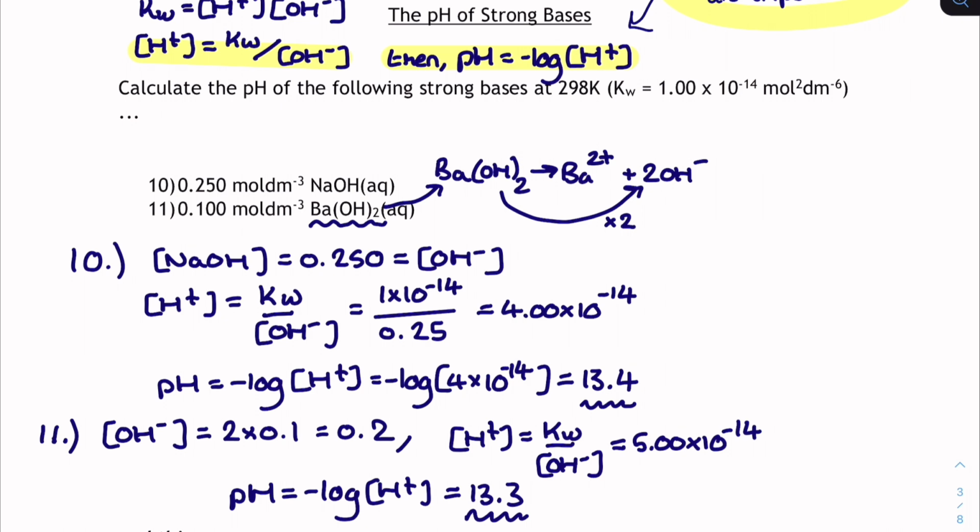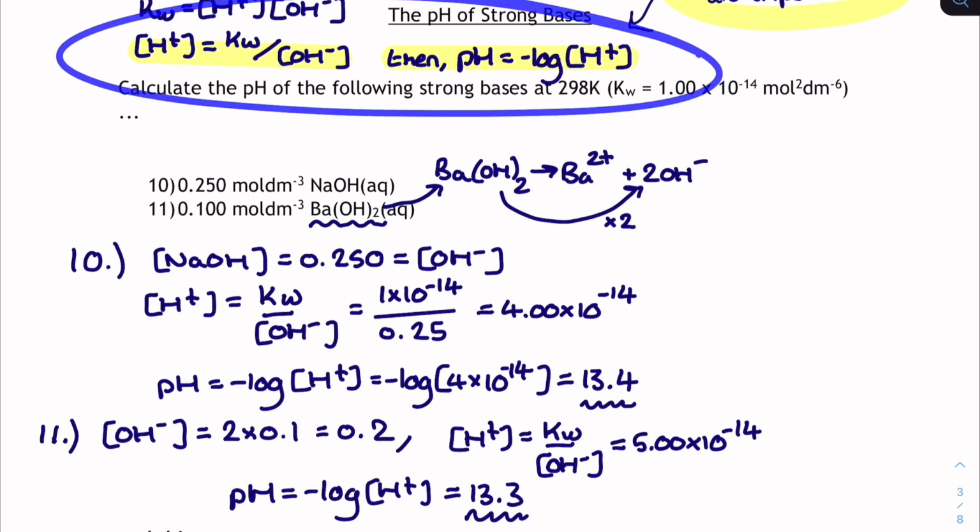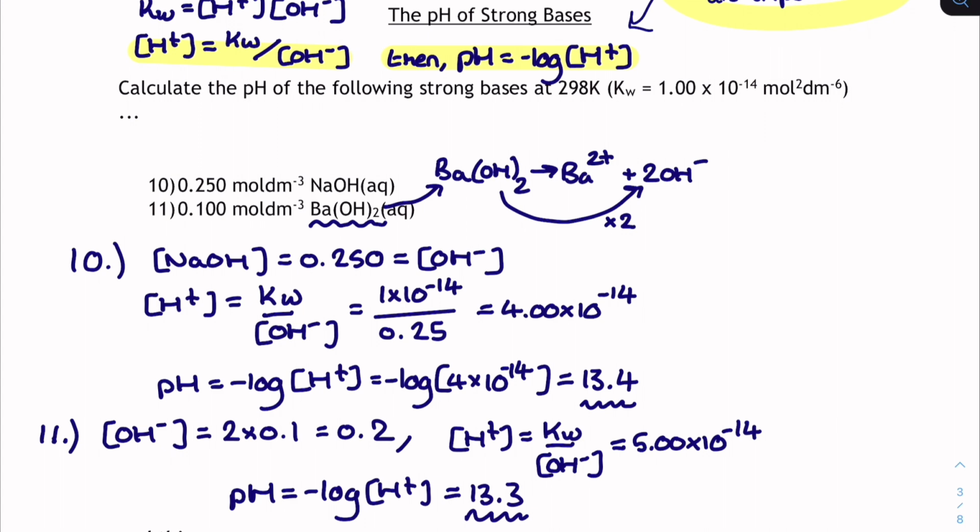Question 10 is going to be straightforward use of the templates I've discussed here in the highlighted yellow, and then question 11 is going to be a bit of a tweak on that, and I'll explain what it's all about momentarily. Question 10. Now for question 10, because the strong base dissociates completely, what I've done is quite similar to the strong monobasic acids in a way.